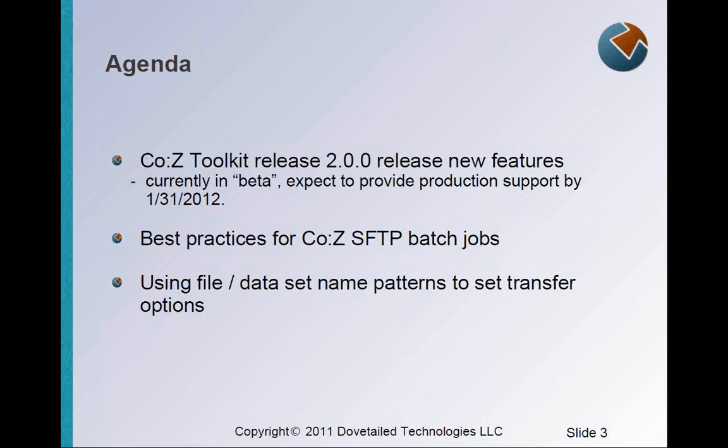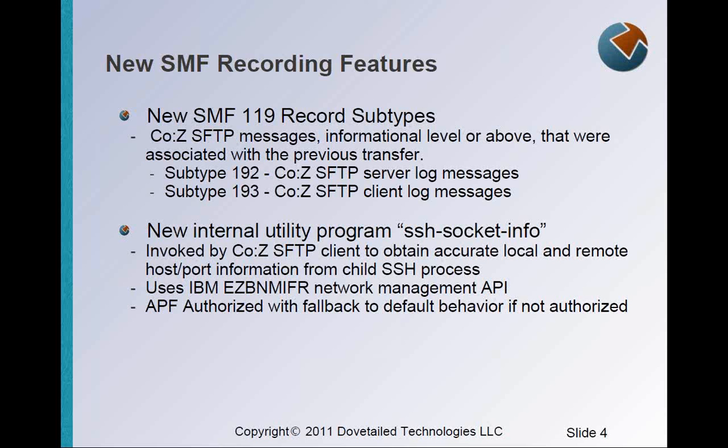And then finally, we're going to complete the webinar talking about a new feature that actually was introduced in version 1.10.0 of COSI, but is also, of course, in version 2.0.0, where we've introduced a feature for doing file and dataset name pattern matching to help set file transfer options automatically. And we'll take you through some of the details there and the configuration file setup to enable this file name pattern matching. So with that, let's go ahead and start looking at some of the features in the toolkit.